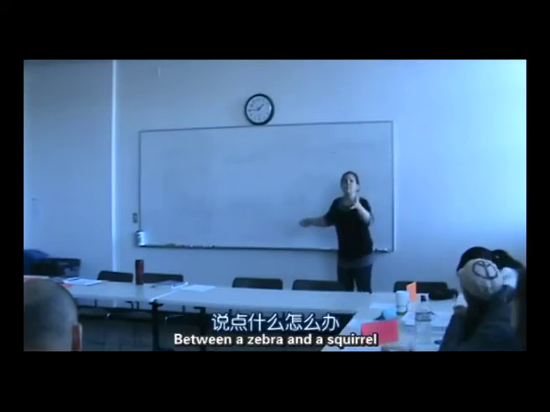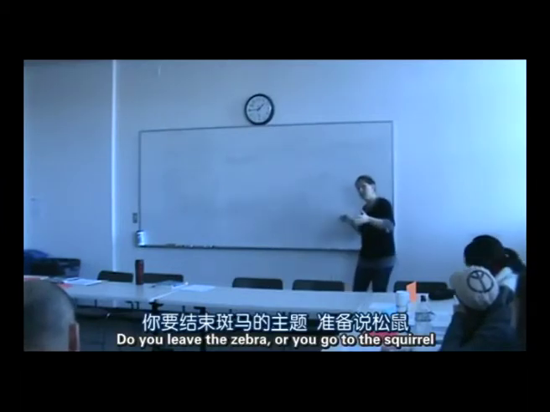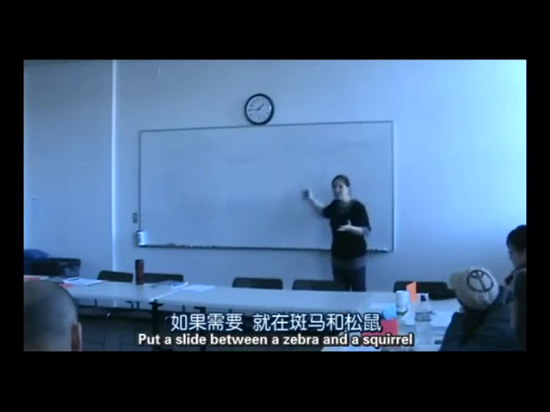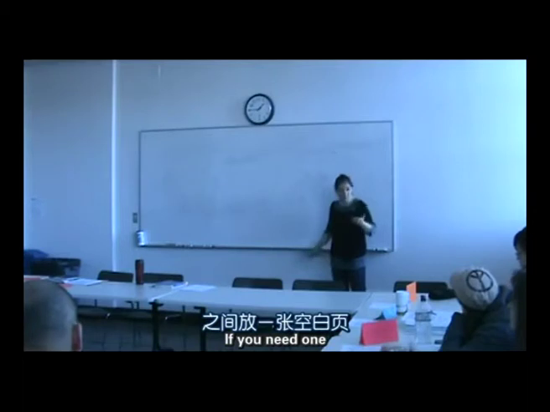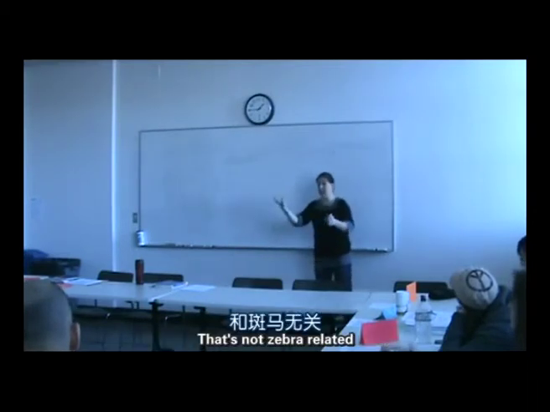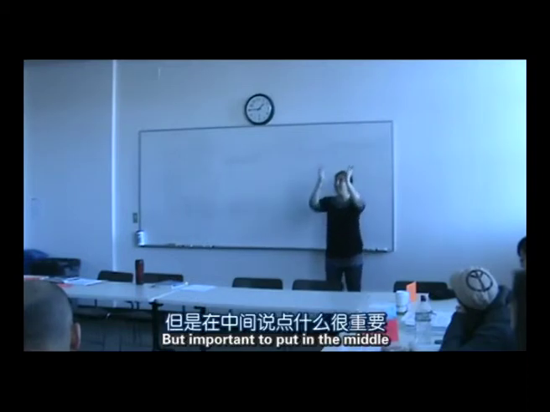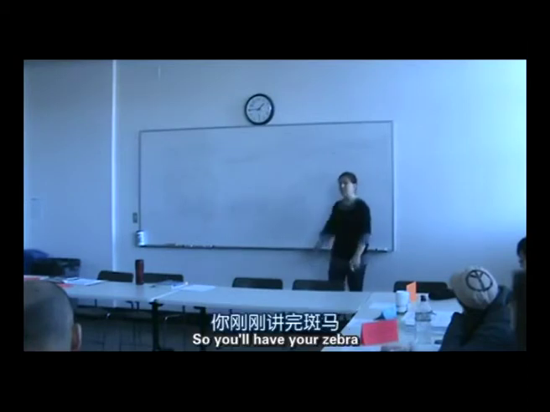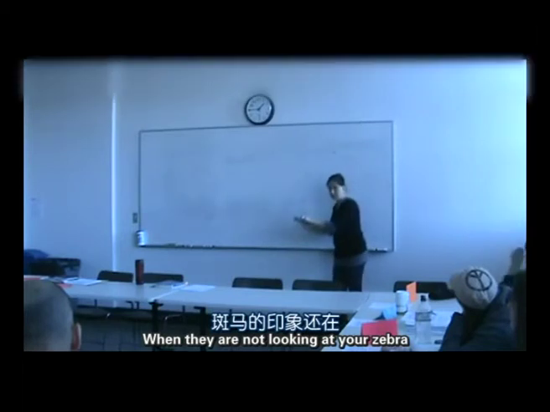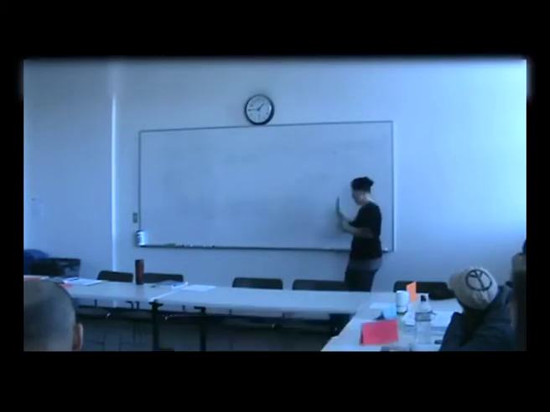What happens if you want to say something between a zebra and a squirrel? Do you leave a zebra, or do you go for a squirrel? You have a blank slide. Put a slide in between a zebra and a squirrel, if you need one, because you're talking about something that's not zebra related, not yet squirrel related, but important to put in the middle. Then put a blank slide. So you have your zebra, you have a visual break for them when they're not looking at your zebra and they're not ready for a squirrel yet, and then you move on to the next thing.